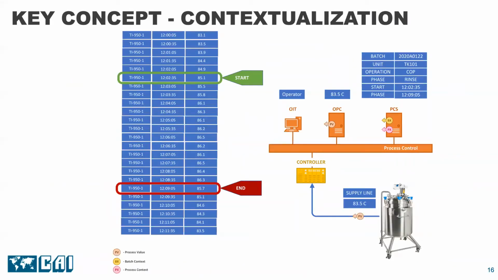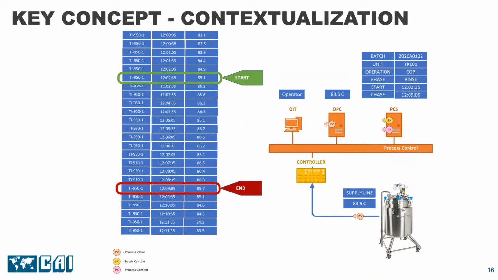Let's say that we have a clean out of place (COP) station where we clean portable tanks. We monitor the COP station supply line by polling the supply line temperature sensor every 30 seconds. We want to make sure that the temperature of the rinse water is not below 85 degrees C. In order to make this determination, we go to our data historian and inspect the data collected. But we need to put the time series data historian values into process context. In this case, we have to get the process context from the process control systems.